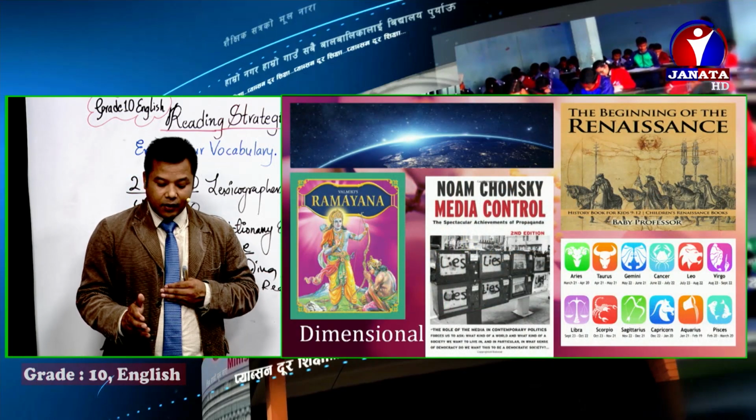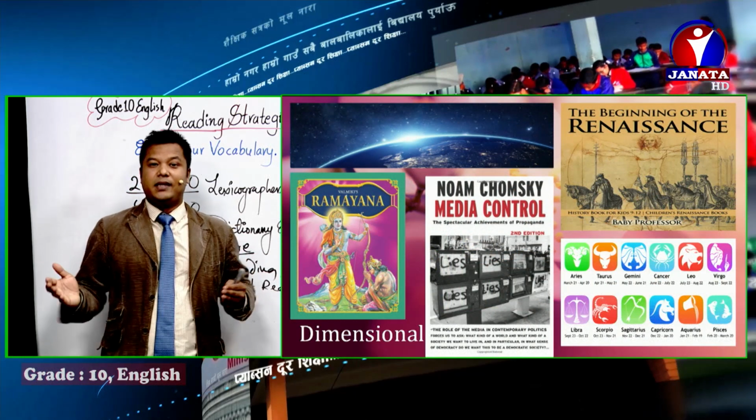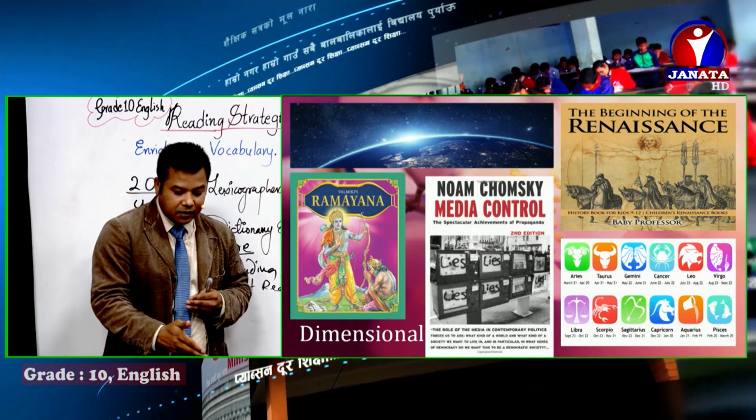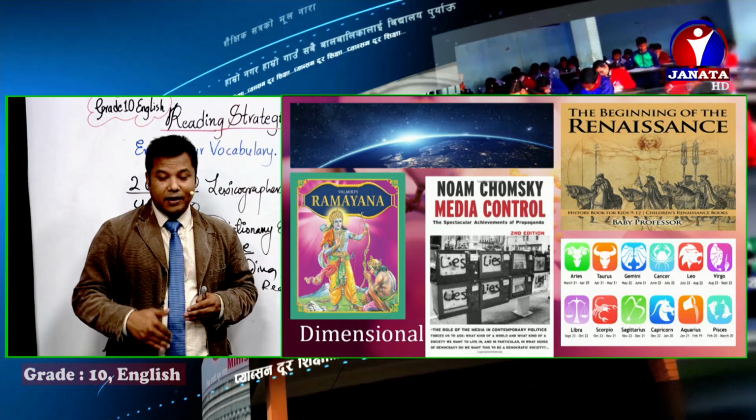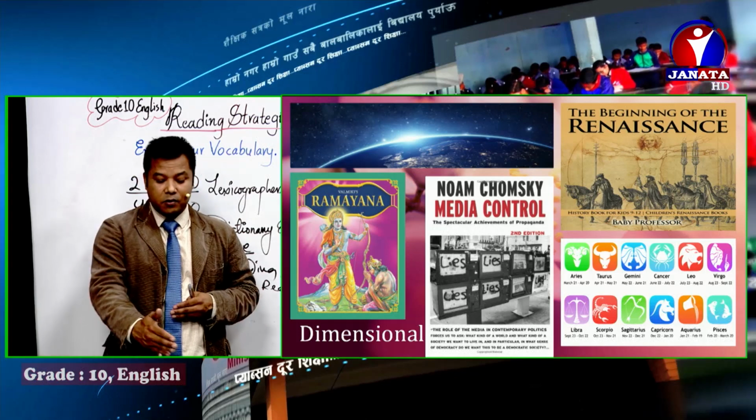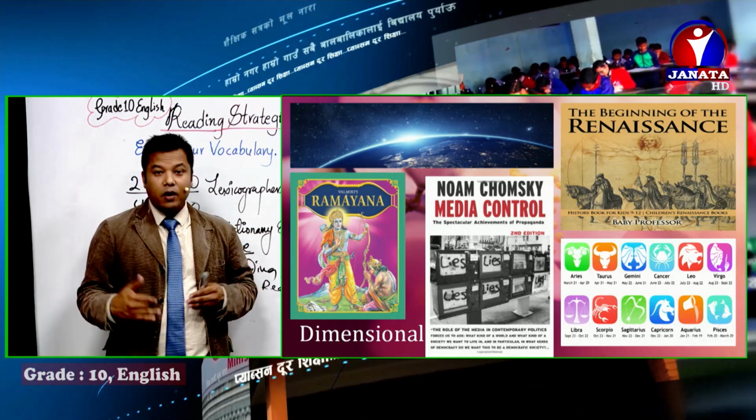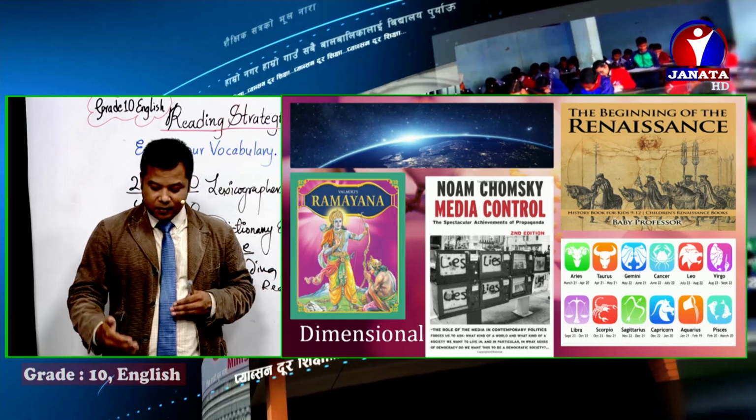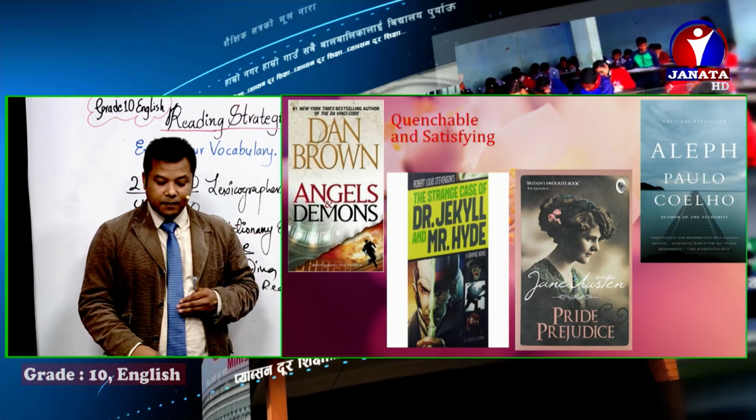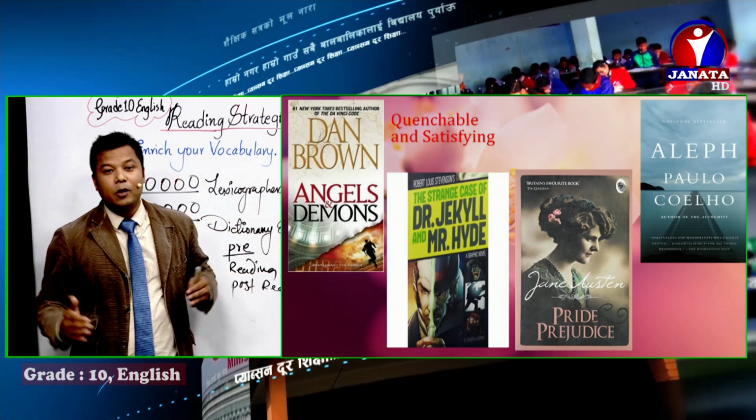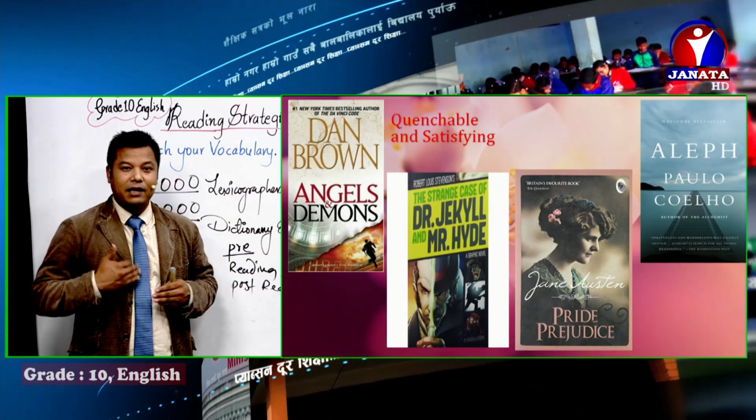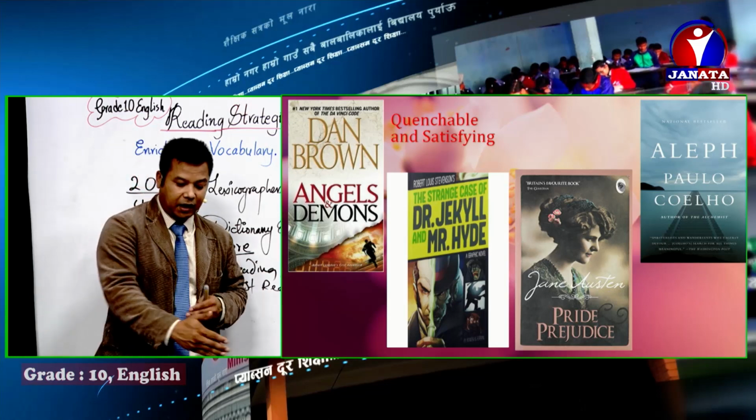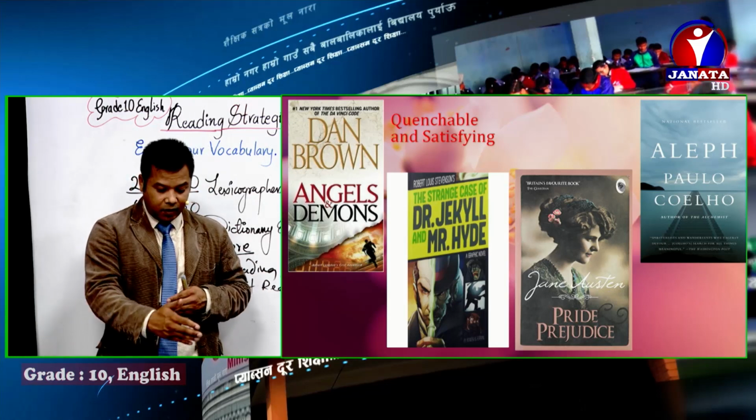Yes, it is multidimensional. You can read varieties of texts. Maybe it is Valmiki's Ramayana or the European history's Renaissance or Noam Chomsky's media control or even our everyday horoscopes, the zodiac symbols. We prefer reading. Reading is fun, and it is incredibly quenching and satisfying. I keep on reading a lot of novels, like some of the favorite novels I put down for you people here.